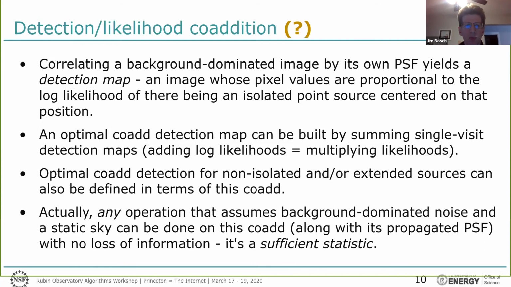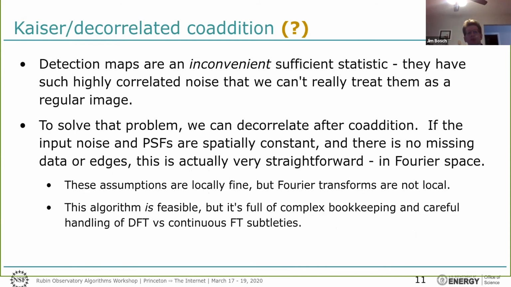But it's an inconvenient sufficient statistic. By convolving with the PSFs, or sorry, correlating with the PSFs, you end up with an image that has such highly correlated noise that you can't really use it the way we normally would. You can't do aperture photometry or measure moment shapes and understand what you've done in the usual way. But to solve that problem, you can decorrelate after coaddition. This is a result that was due to Nick Kaiser a number of years ago. It's been rediscovered a couple of times.